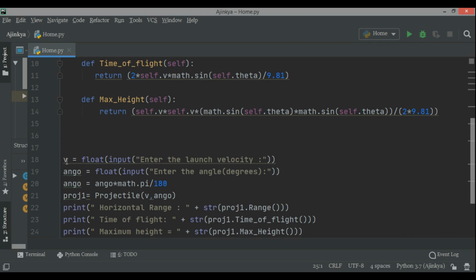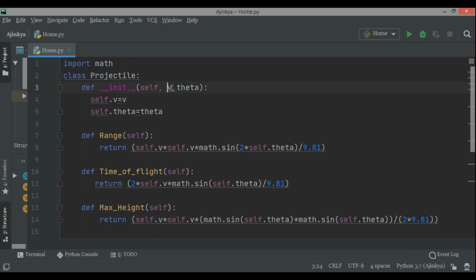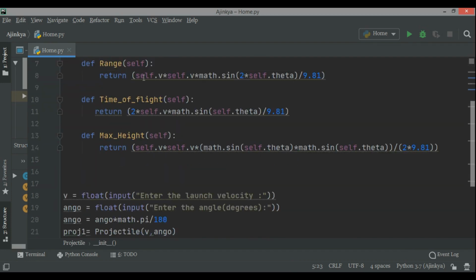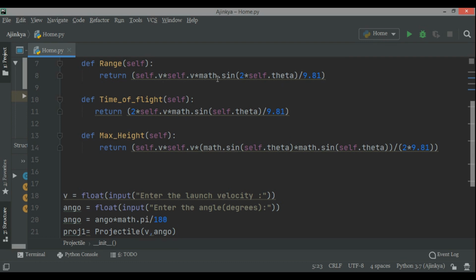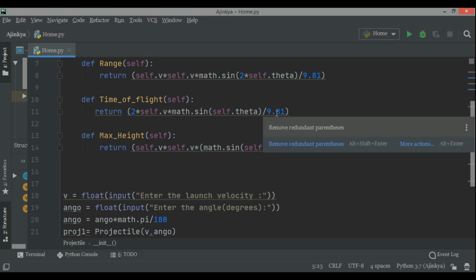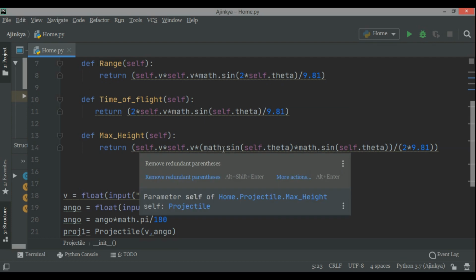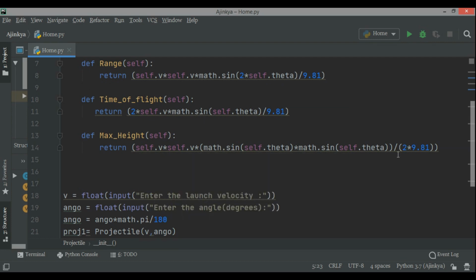Again, I'm accepting the velocity and the angle of launch in degrees, converting into radian values, and then creating the object and passing these values. So these values come here as v and theta. v goes in self.v and theta goes in self.theta, and then this formula is v square sine 2 theta upon g, and the next one is 2v sine theta upon g. Sine theta is written as math.sin(self.theta) upon g, and this is v square sine square theta upon 2g. So everything now looks perfect.